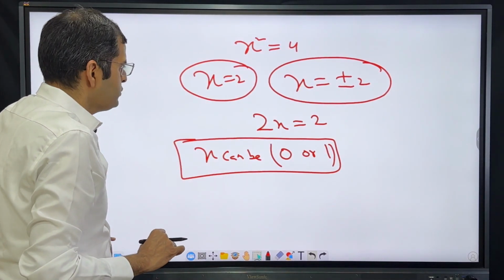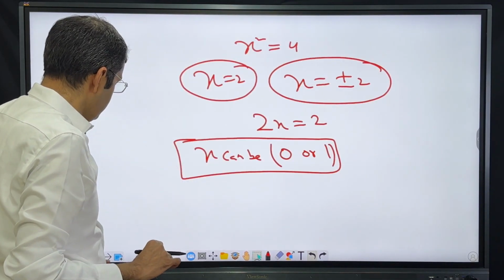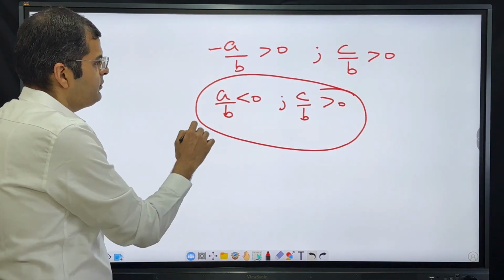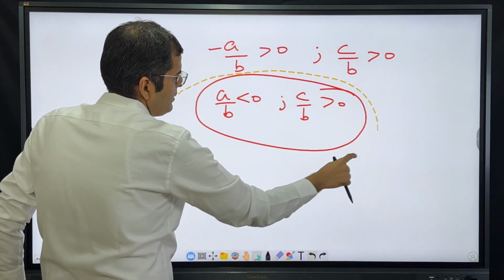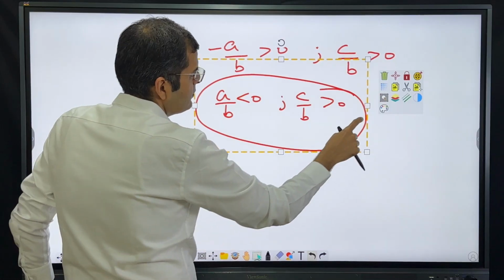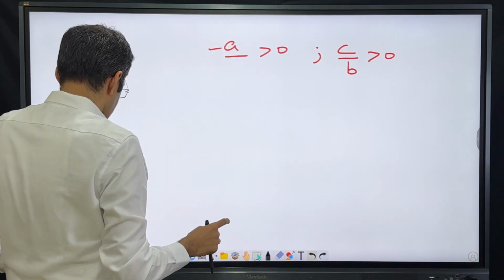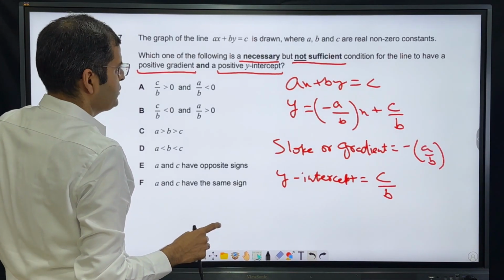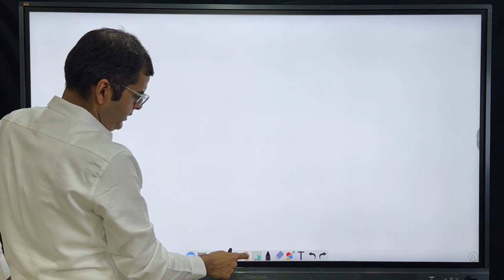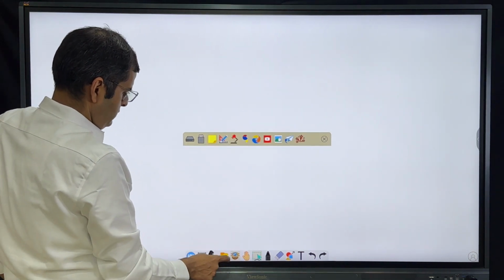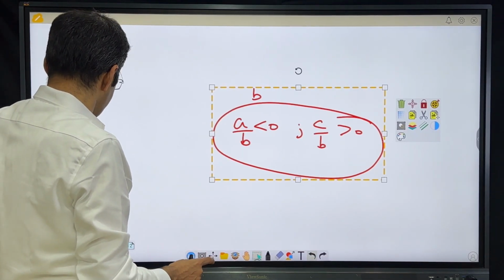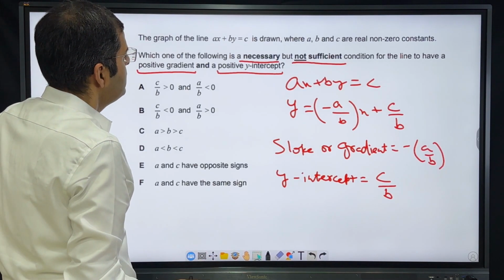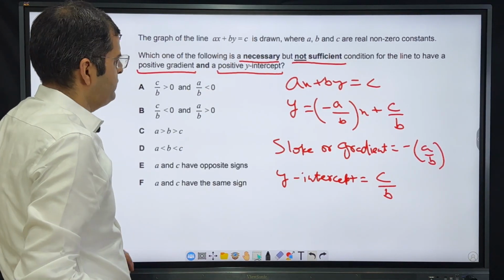So what we have to figure out is, we have to say that this has to be true, and the situation should be that it should be a necessary condition and not a sufficient one. This is a necessary condition but not a sufficient.